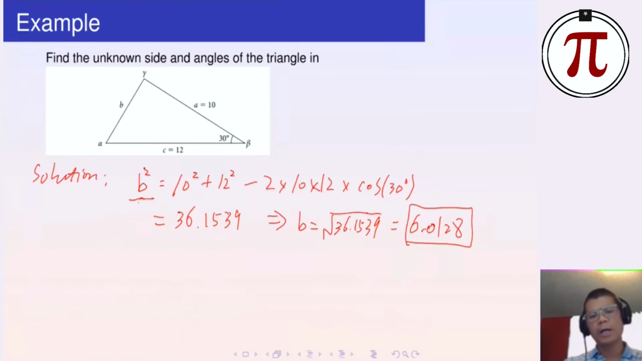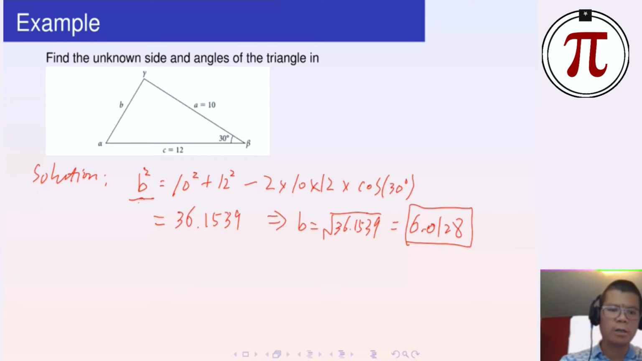But before we do that, can we use the law of sines? I believe so, because we have this side and 30 degrees and so on. So we may just use the law of sines. It works, you may try that. But in this example, we want to use the law of cosines instead. So let's try to use the law of cosines first.